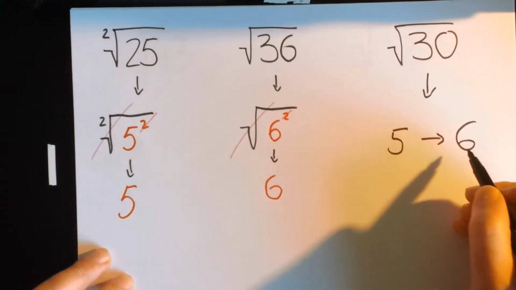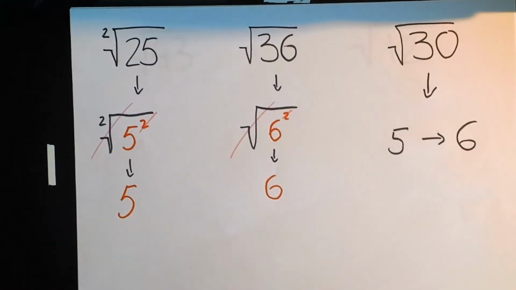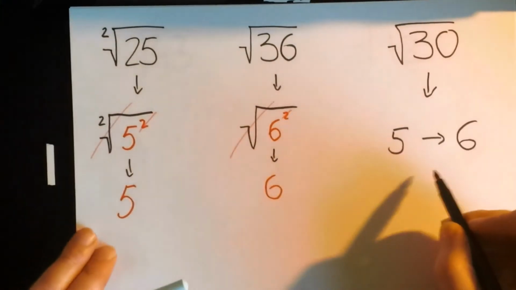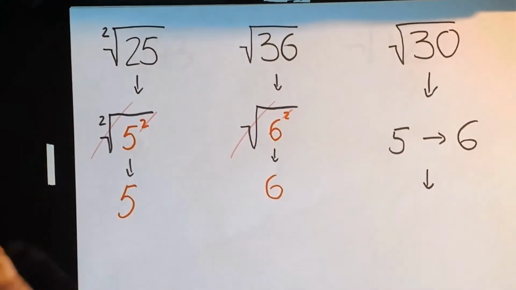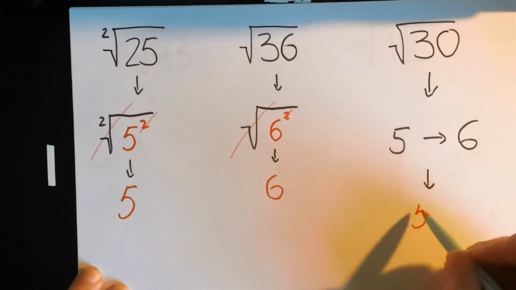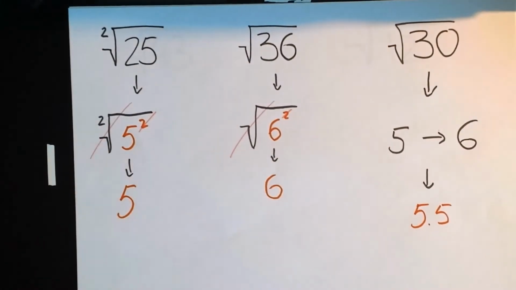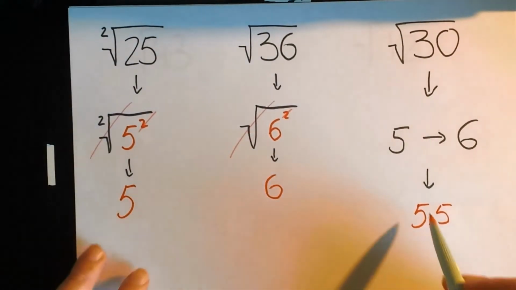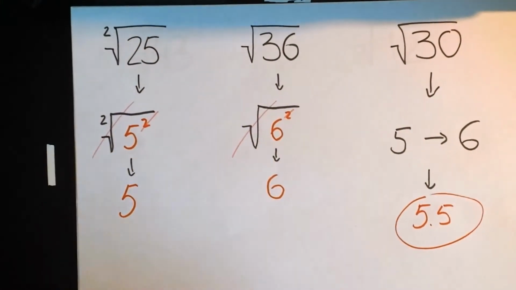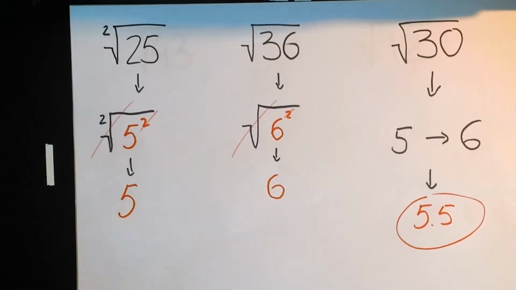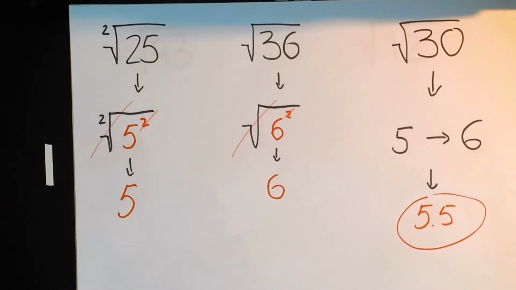Now I don't know exactly what it is. It's going to be 5 point something. But to keep it simple, because it's in between 5 and 6, I'm going to say that my answer is 5.5. This may not be 100% accurate, but since we're estimating, this is going to be good enough. So my answer is between 5 and 6. 30 is pretty much right in between. It's a little closer to the 25 than the 36, but overall, it's about 5.5. And that's going to be good for me.